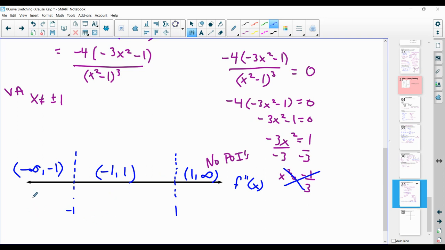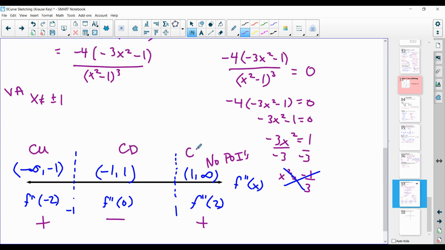And so again, we can plug in test points here. So I've plugged in similar test points: -2, 0, and +2. And plugging those in, we're going to get a positive second derivative, a negative second derivative, and a positive second derivative. So when it's positive, that means this is concave up. When it's negative, it means it's concave down. And this is concave up. All right, so we're going to take all of that information and we're going to graph our function.